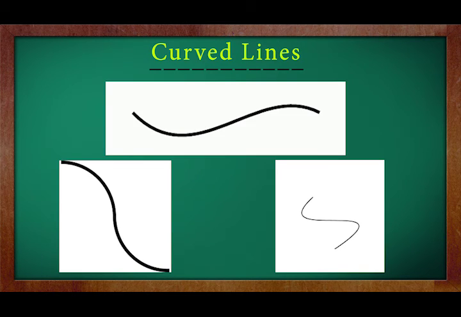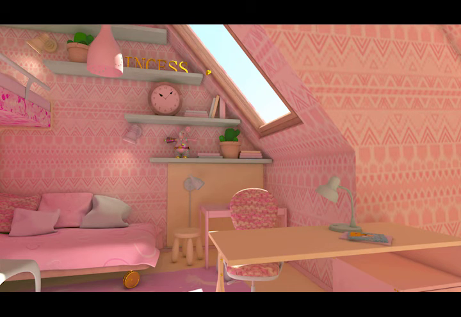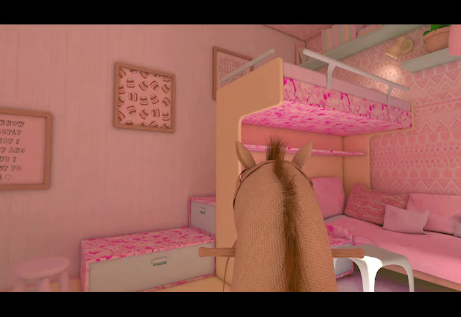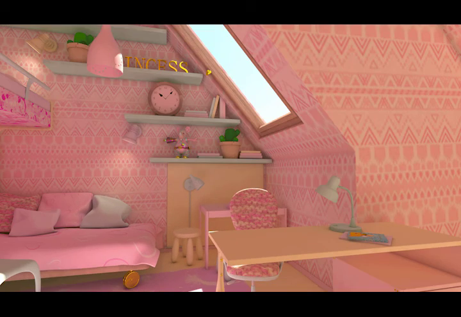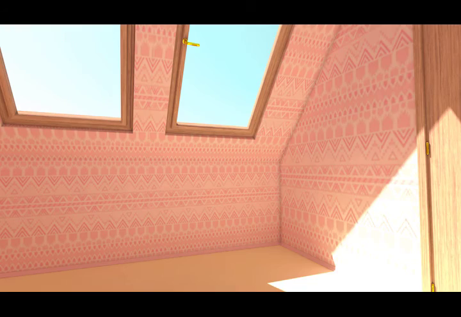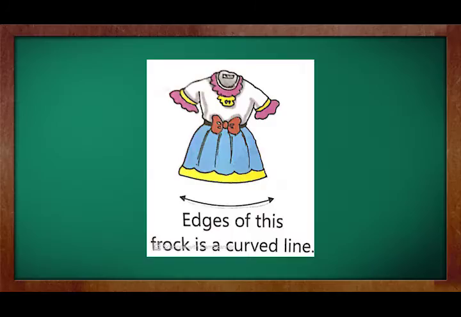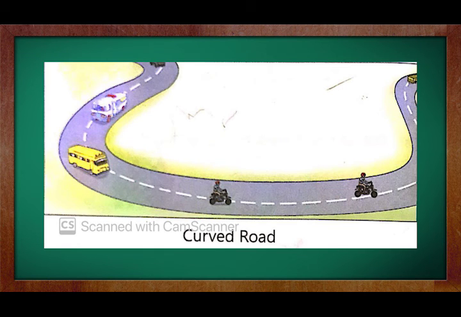Students, do you know what is a curved line? A line that is not straight is a curved line. Now look around your house. Which things can you see? Yes, clock, vase, pot. These all things are made from curved lines. See some more examples. The edge of this frock is a curved line. And this is a curved road.